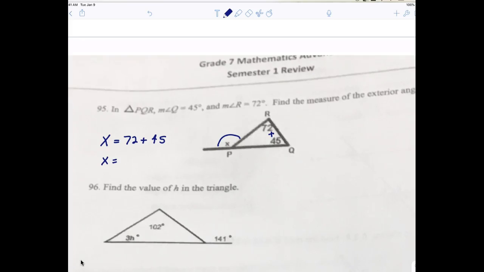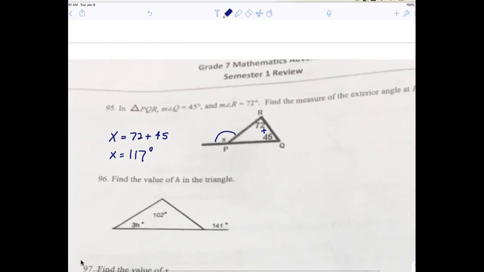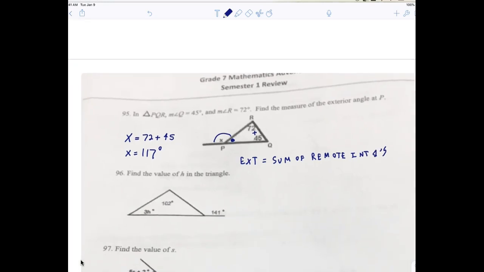So it would be 117. That's correct. So this is the exterior angle, 117. The exterior angle is equal to, we say, the sum of the remote interior angles. That just means it doesn't include this angle right there. You hear me? Okay. Remote.